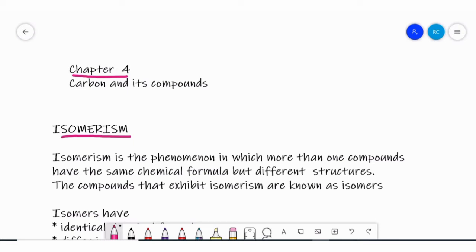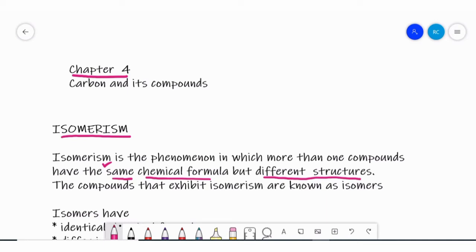Now, what is isomerism? Isomerism means compounds which have the same chemical formula but different structures. So this phenomenon is known as isomerism. In carbon chemistry, or organic chemistry, we have many compounds with the same chemical formula, but we can represent the same molecular formula with different types of structures, which means their structural formula will be different, even though they have the same chemical formula. So this phenomenon is known as isomerism.